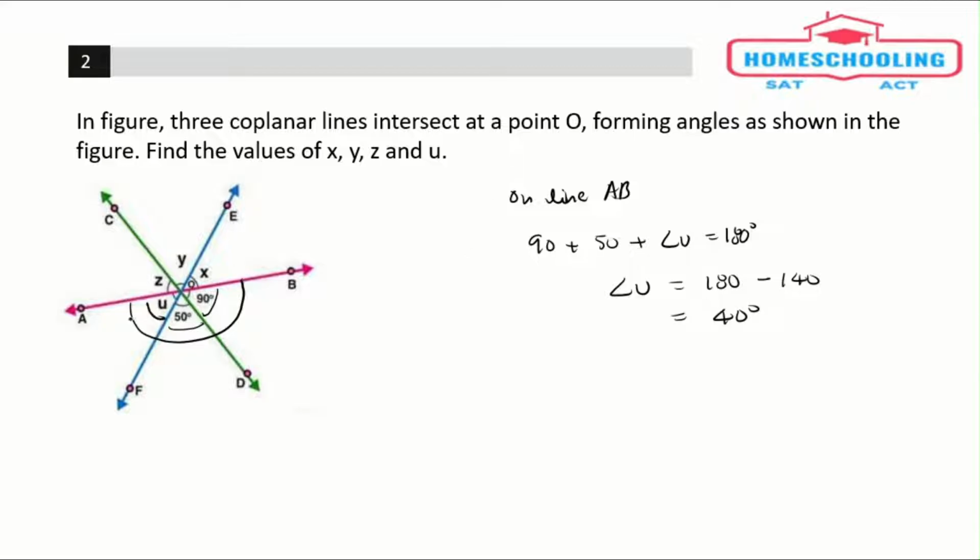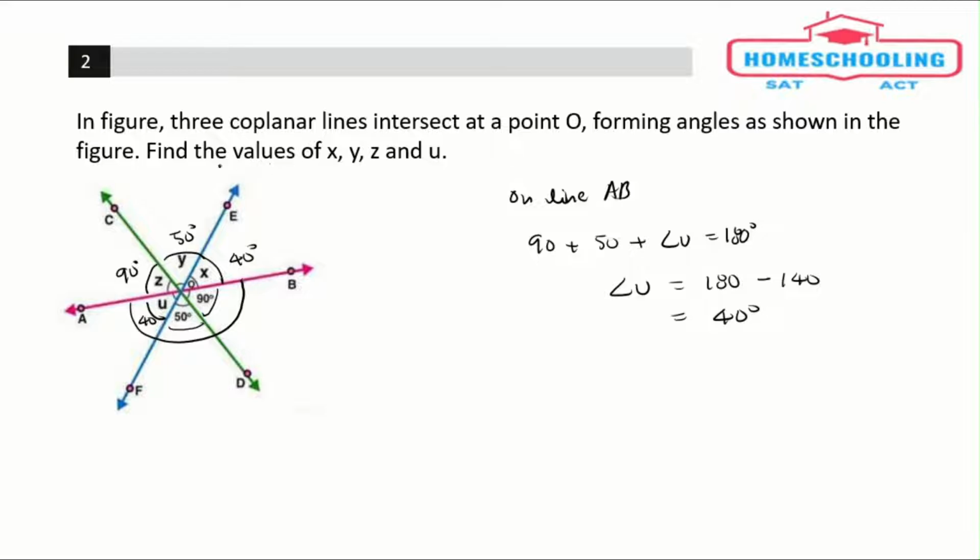So this angle would be 40 degrees. U and x are vertically opposite angles, so this would also be 40 degrees. Similarly, y and 50 degrees, this angle and this angle are vertically opposite, so this would be 50 degrees. And this angle and angle z are also vertically opposite angles, so this would be 90 degrees.